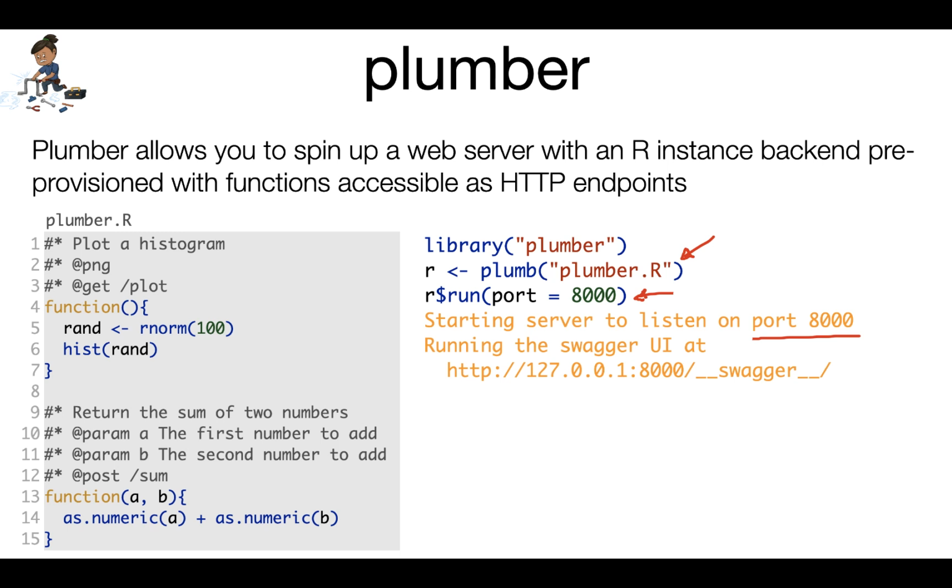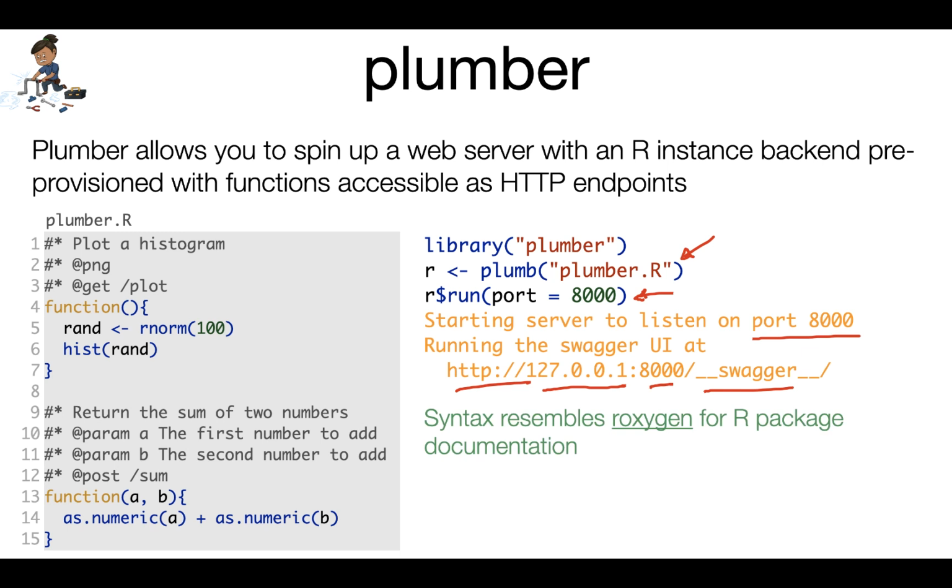So it's port 8000, and it's going to run the Swagger UI at http://127.0.0.1, that's localhost, that's yourself, on port 8000. I will mention in passing that this markup over here, like these hashtags followed by the asterisk, those are very similar to what's called Roxygen documentation for R packages. But in Roxygen, you use a hashtag followed by a single apostrophe, so it's slightly different.